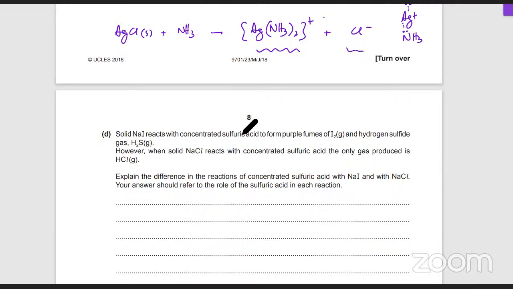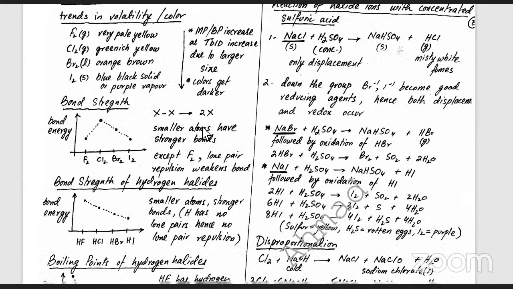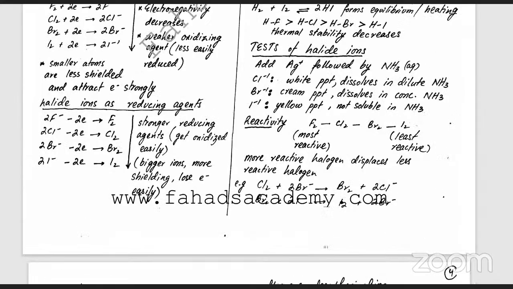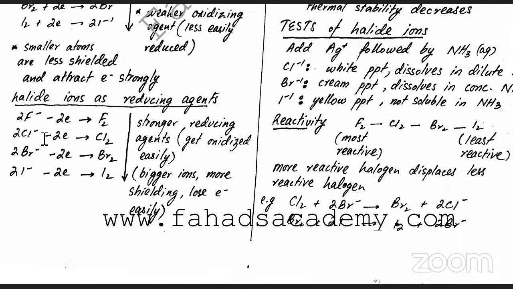अच्छा, I-1 reacts with ये sulfuric acid के साथ reaction, ठीक है? So let's go through the reaction. What happens down the group? When you have I-1, Cl-1 or Br-1, remember this, that the halides become good reducing agents down the group. F-1 and Cl-1 don't like to lose electrons because they're very small ions. They tightly hold on to their electrons. Br-1 and I-1 are very good reducing agents because they're bigger ions, they're more shielded, so they lose electrons very, very easily. So the bottom two are very good reducing agents.